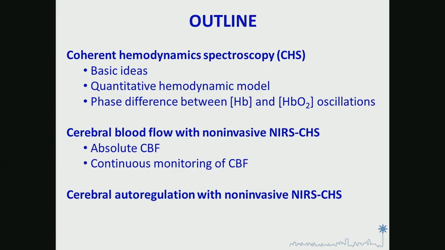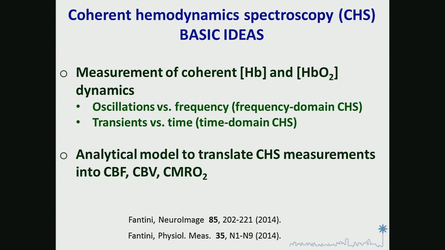And then I will show how this technique can be used to measure absolute cerebral blood flow, CBF, and how, by taking advantage of the continuous measurements of NIRS and the quantitative hemodynamic model, we can also continuously monitor cerebral blood flow. And of course, this is relevant on its own merit, but it is also a tool that will allow for cerebral autoregulation measurements. Autoregulation is the process that maintains a relatively constant CBF even in the presence of changes in perfusion pressure. So here are the basic ideas of coherent hemodynamic spectroscopy.